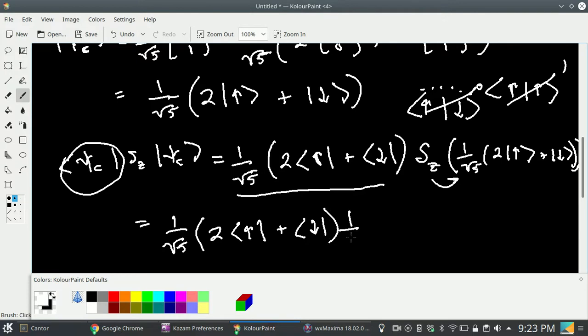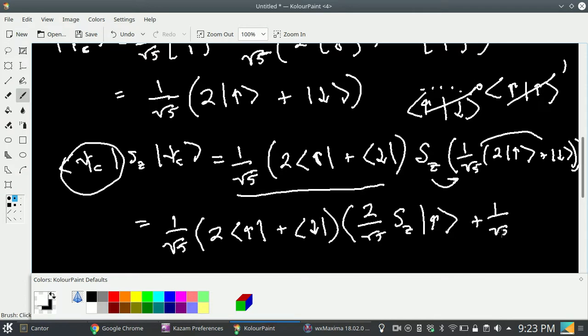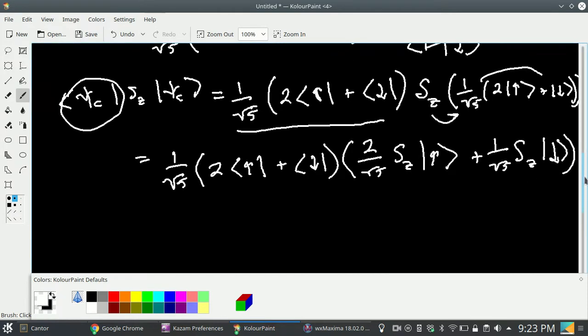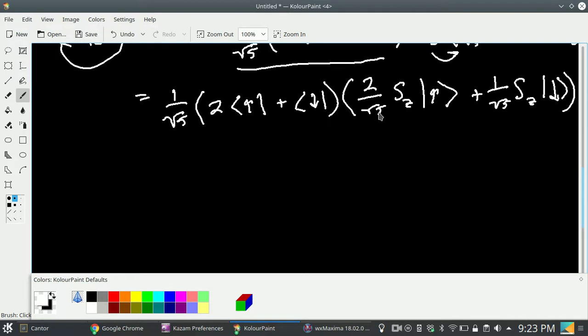Sorry. So 1 over root 5, and then SZ operating on, oh, there's a 2 there. Okay, so hang on. So 2 over root 5. Now SZ operating on the spin up ket, plus, now this is just a 1, so 1 over root 5 distributes over, so 1 over root 5 SZ operating on the spin down ket. Alright, so now I'm going to simplify this.